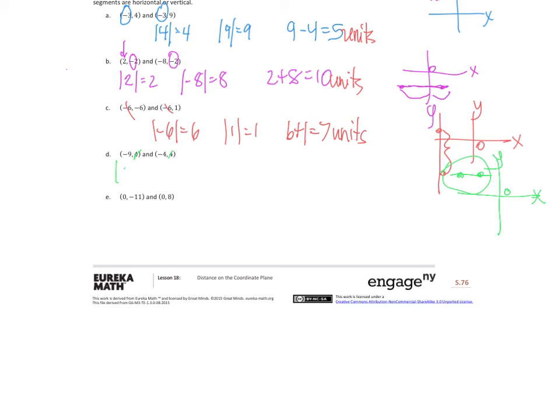So I think I need to go -9. The absolute value of -9 is 9. The absolute value of -4 is 4. Okay, and so on that one, I am going to subtract, because I'm out here, but I'm also out here, and I just want that distance, that segment. So 9 minus 4 is 5 units. Got it.